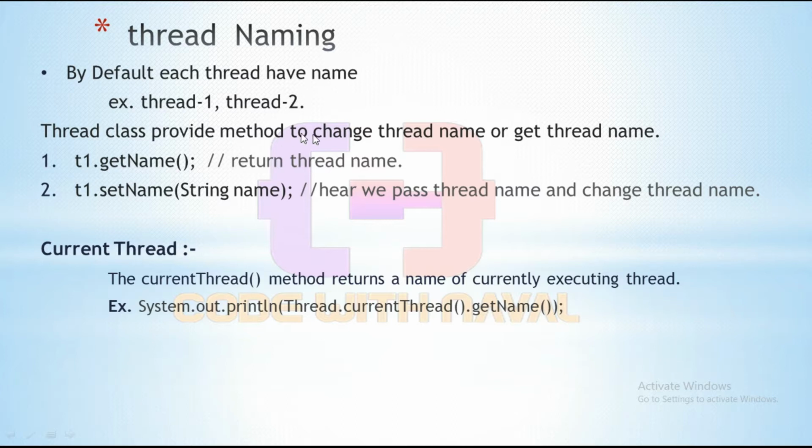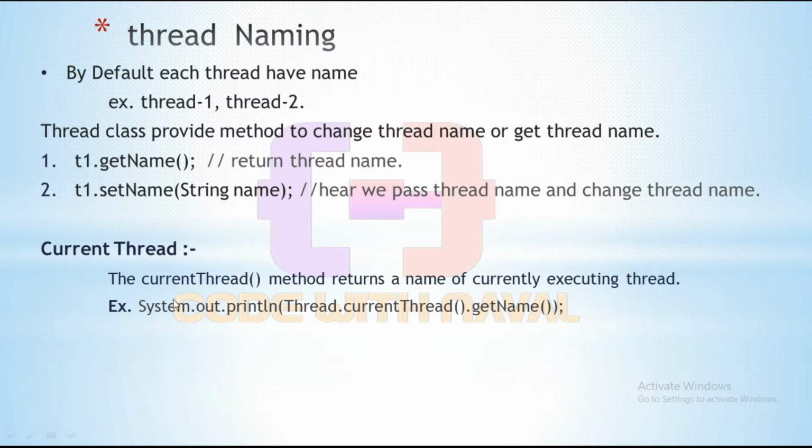The Thread class provides methods to change a thread name, or we can simply get the thread name. Here the Thread class provides two methods: t1.getName, which simply returns a thread name, and setName, inside which we pass a new thread name so we can change it. Then we have currentThread. What is my current thread? The currentThread method returns the current executing thread, or we can say it returns an instance of the current thread.